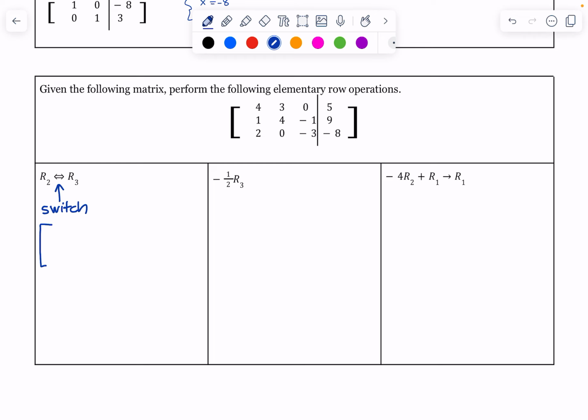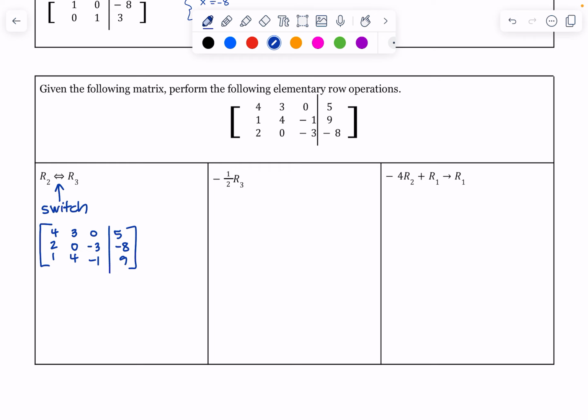Okay, so when I do that, I'm keeping row 1 the same, so I'm going to rewrite 4, 3, 0, 5. I'm keeping my first row the same, and then I'm switching R2 and R3. So my new R2 is going to be 2, 0, -3, -8. And then my new R3 is going to be 1, 4, -1, 9.